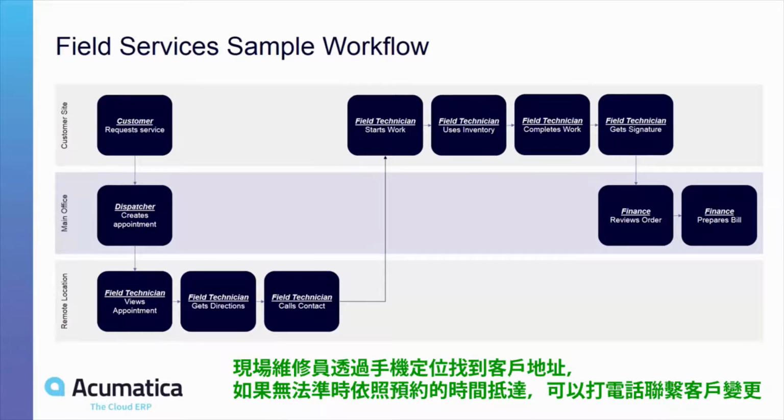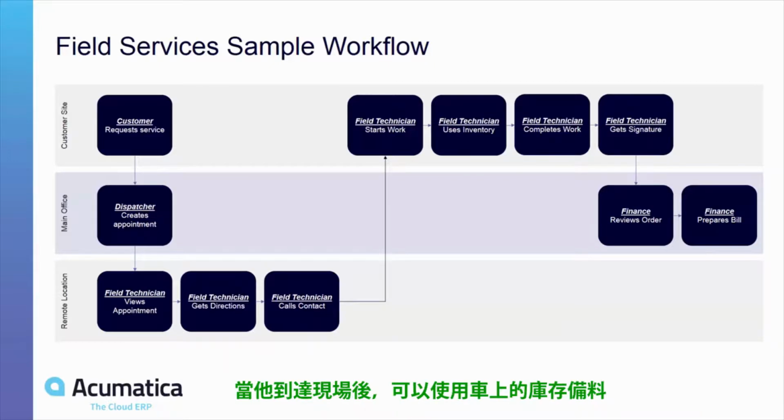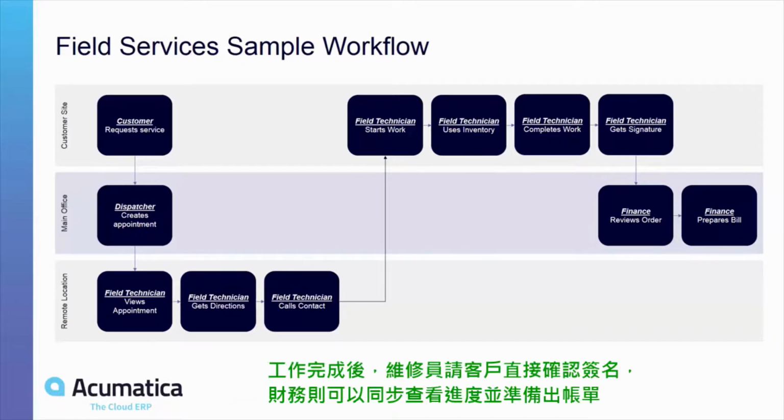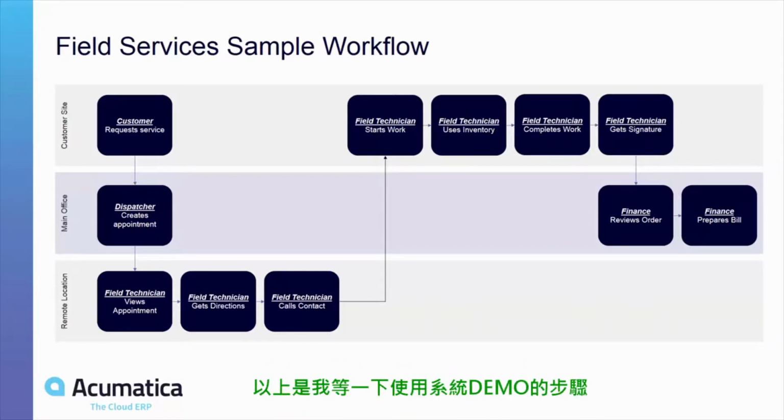The field technician gets directions using his mobile phone, calls the contact if he's running late, and starts his work. Once he arrives on site, he can use inventory from his truck, make note of that, and complete the work. After that's been done, he can get the signature from the customer directly on site so that finance can review everything in real time and prepare a bill. These are the steps that we'll be following in the coming demo.